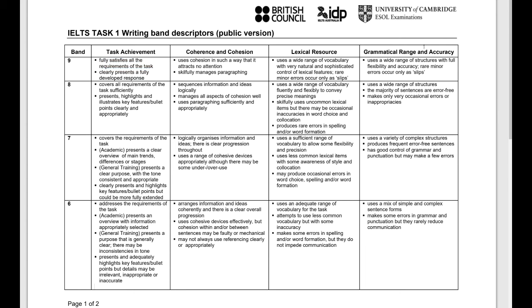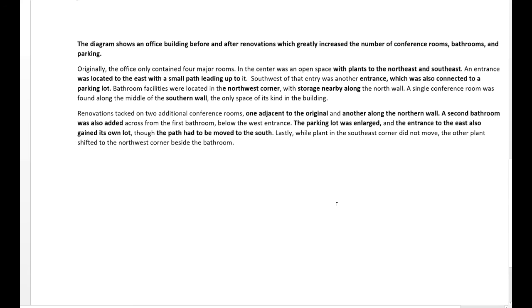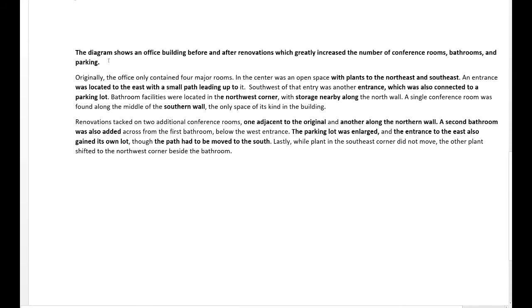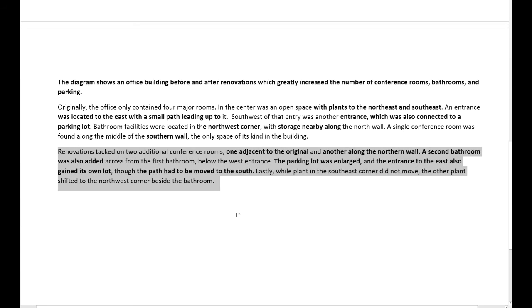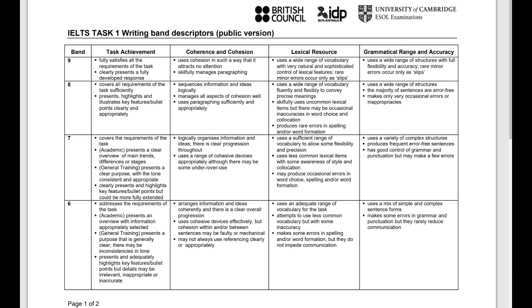Clearly developed response. This is a developed response. We start off with an overview to kind of summarize the general trend. One paragraph is focused on half the image. The other paragraph is focused on the second half. So I think we're doing well for that task achievement category. Let's take a look at our next category, coherence and cohesion.